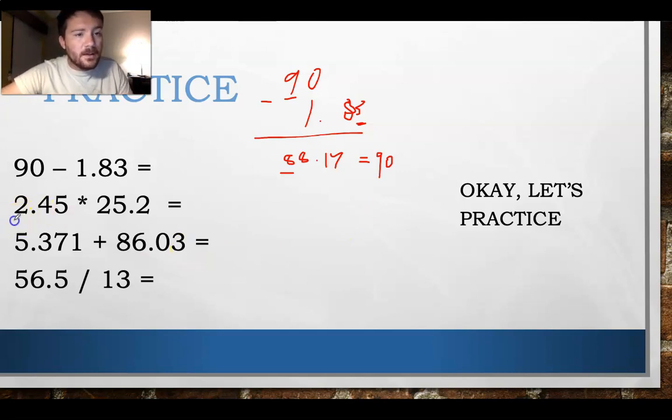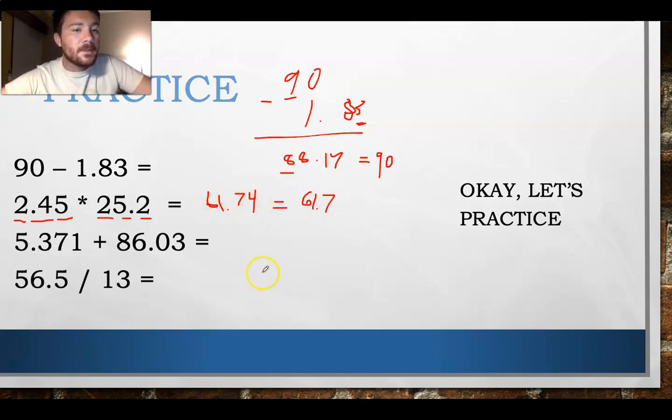Let's see here. This has 1, 2, 3 significant figures. This has 1, 2, 3. And you multiply these two. And let me get out my handy-dandy phone. 2.45 times 25.2 is 61.74. And the answer needs to be rounded to 3 significant figures, or 61.7. Now that 4 is insignificant.